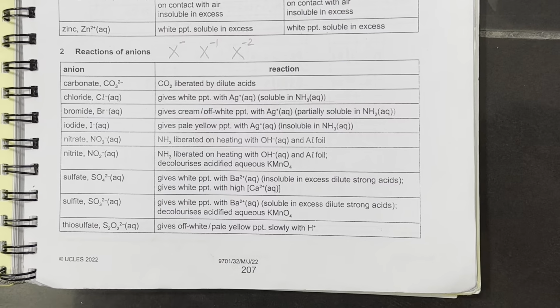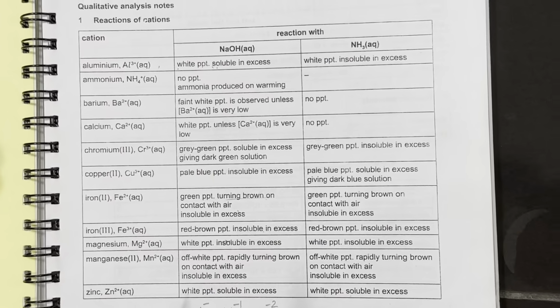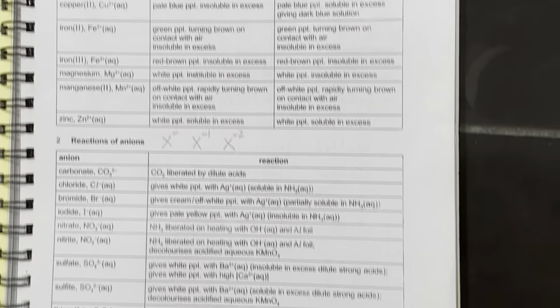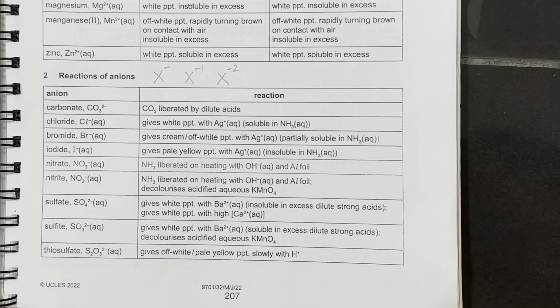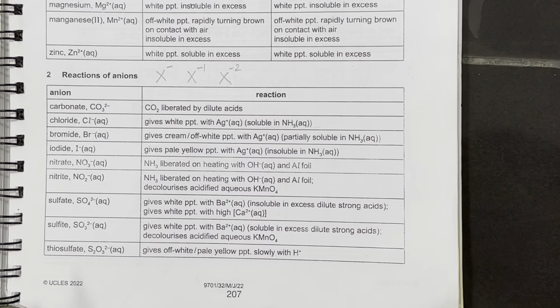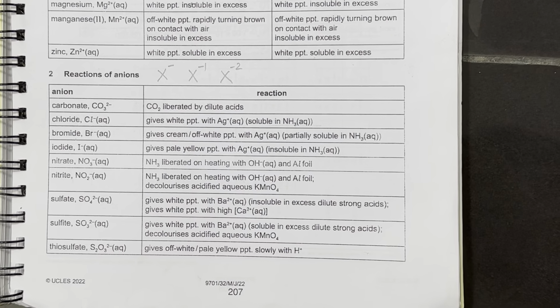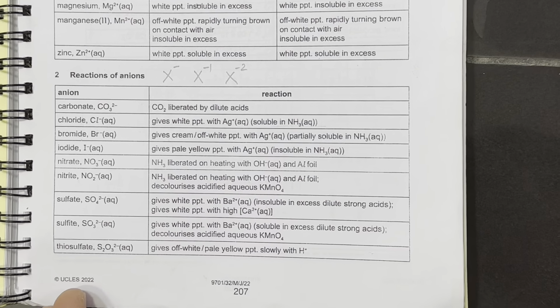Unlike the test for cations, which have only two reagents to test, in the case of anions we have different reagents for different anions. So first of all, let us find out in the given table of anions how many different reagents can help us in the identification of any type of the anions present.